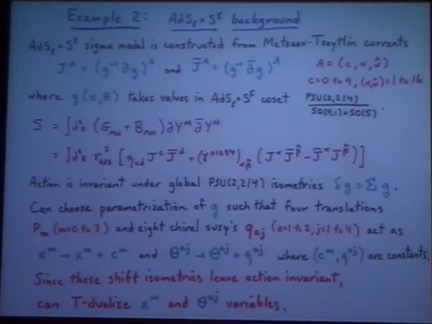So these are, of course, the same bosonic shifts we had in bosonic T-duality, and these are just the fermionic shifts we had in fermionic T-duality. Now we have 4 of these and 8 of these, but we can just do them one by one and compute how they act on the sigma model. So, of course, these shift isometries leave the sigma model invariant just because the model is invariant under all the PSU(2,2|4) isometries.